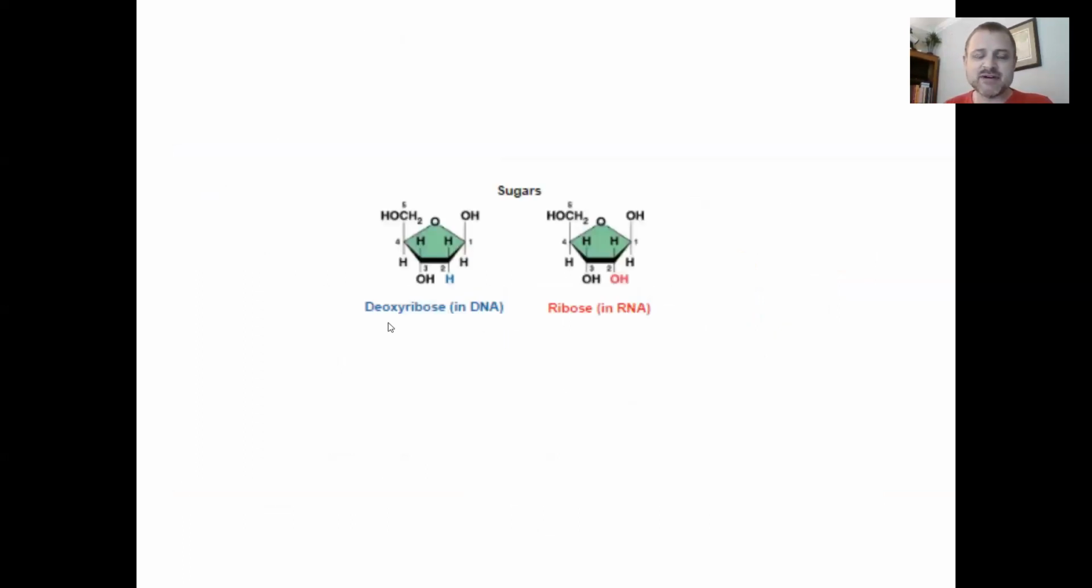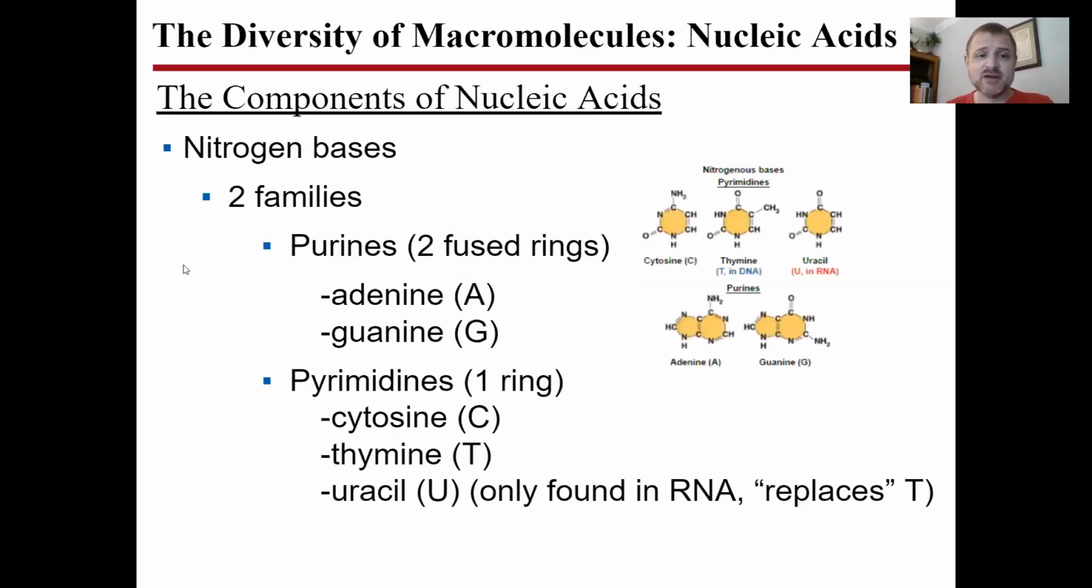DNA versus RNA, the 5-carbon sugar in DNA is called deoxyribose. In RNA, it's called ribose. The only difference is, see this carbon number 2 in DNA, it's just an H. In RNA, it's a hydroxide group. So, deoxy just means you're missing an oxygen. So deoxyribose is missing that oxygen on the 2 prime carbon. So there really isn't much of a difference between DNA and RNA in terms of the sugar. It's just 1 oxygen group.